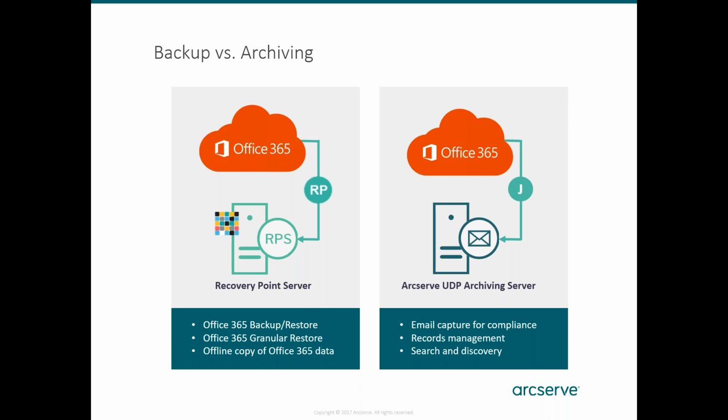Now, email archiving is a capture for compliance. I call it more an email record management system, if I may say so. It provides that search and discovery. The way we deploy that is we set up a journaling rule with Office 365. We capture all the emails, and they go into an Arcserve UDP archiving server. There is a virtual appliance, and I will show that a little bit later, that can be installed on your Hyper-V or VMware environment if you want to.